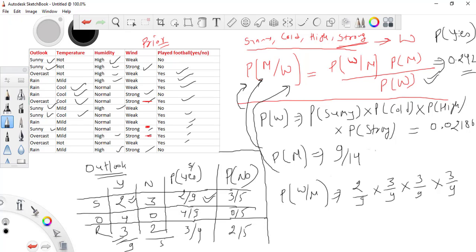Now, similarly, we'll have to calculate what is the probability of match not being played given the weather conditions. So my top formula remains the same. So the overall Bayesian formula remains the same. The probability of weather remains the same. Now, as we are talking about match not being played, I'll have 5 by 14 over here, and this was for match being played. You can see 9 over here. Similarly, for match being not played, I will have 3 by 5. You see from here, right? So what is the probability of Outlook being sunny when game was not played? 3 by 5. Similarly, for others, I can calculate.